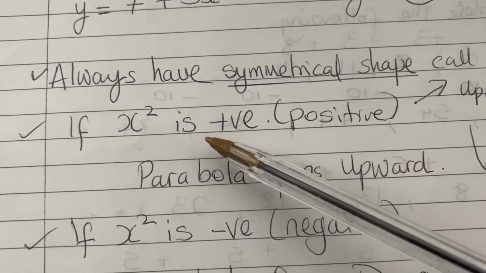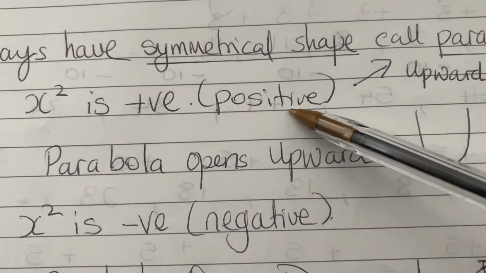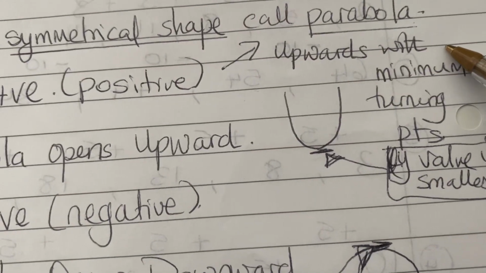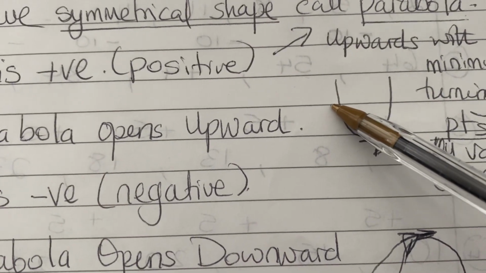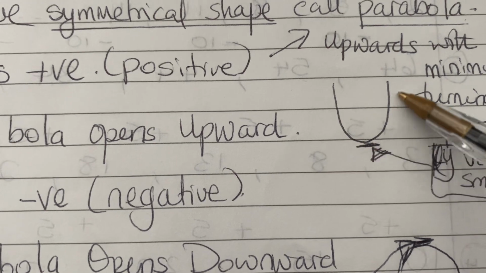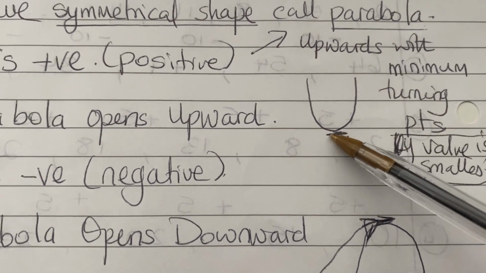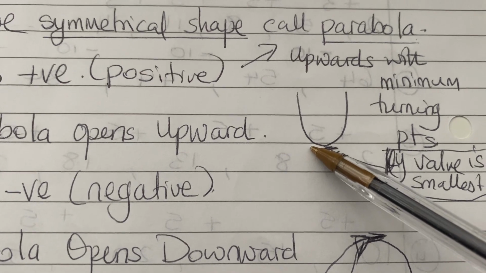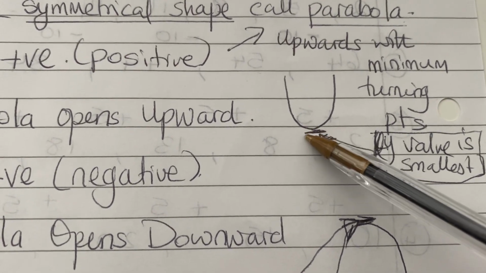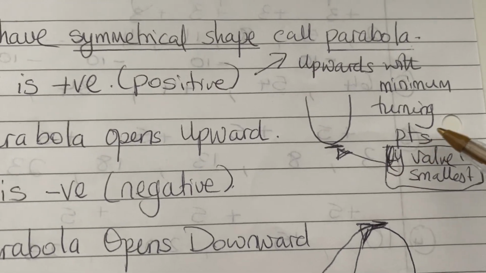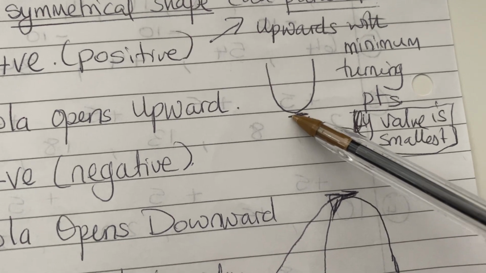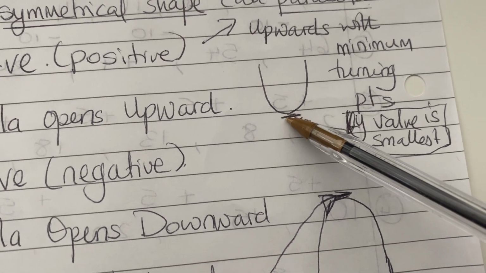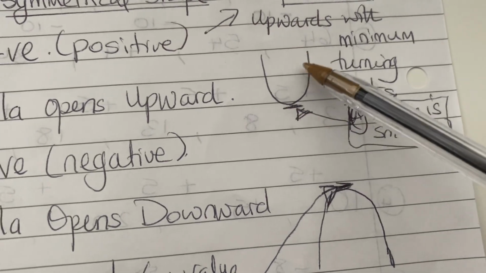If x squared is positive, you have an upward parabola like this. So if you have x squared, then you have an upward parabola, and the turning point will be here. That will be the minimum turning point. That is a graph you should be expecting. And this will be the smallest y value you get on the graph.